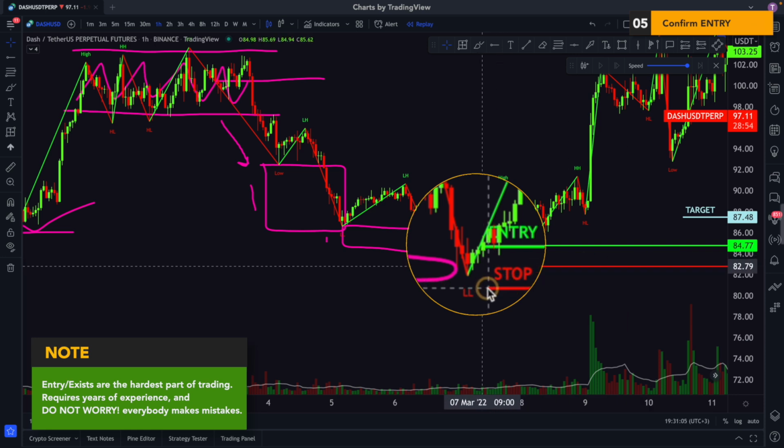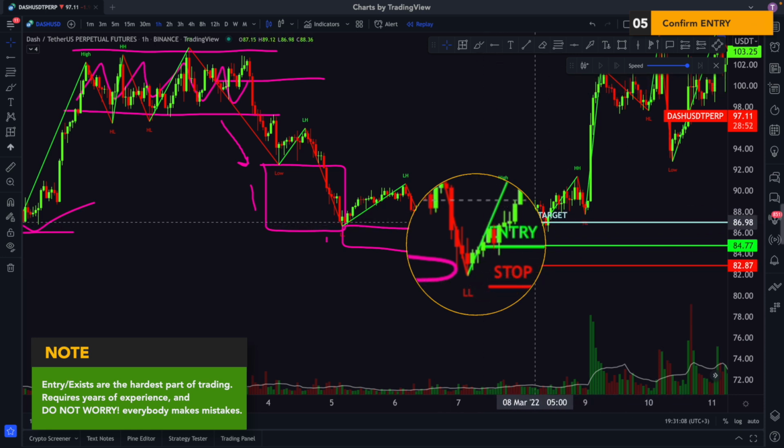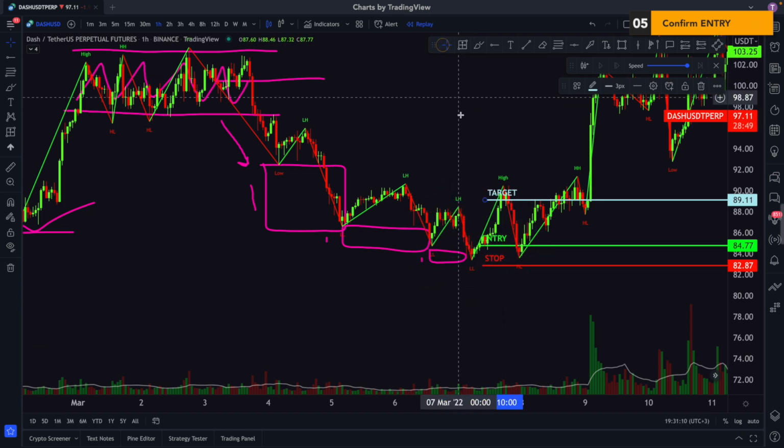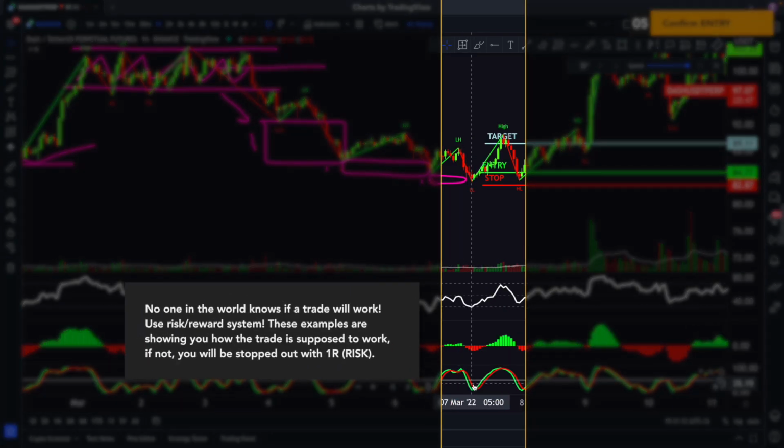The other thing that I may look for is the stochastic RSI crossover below the 50 line, just as a helper. As you can see, these green candlesticks are viable options to enter a trade for me. Will it work or not? I do not know. This is why I use risk-reward systems.